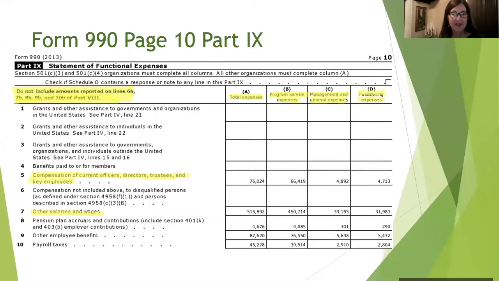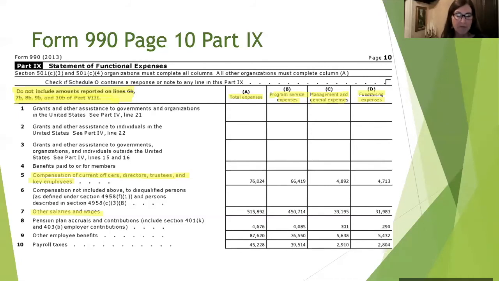So this is, I will say, as a person filling out a Form 990, the hardest page to fill out for me. When we talked about the not-for-profit financials last week, you saw that the expenses were broken out into columns B, C, and D: the expenses that relate to program service, the expenses that relate to management in general, and the expenses related to fundraising.